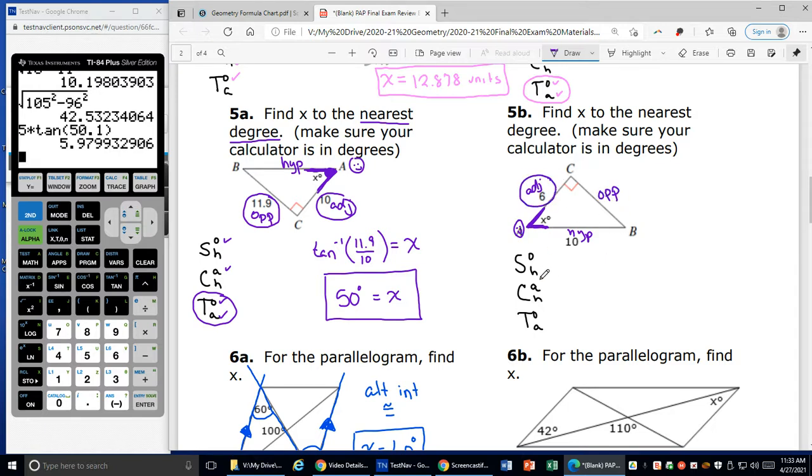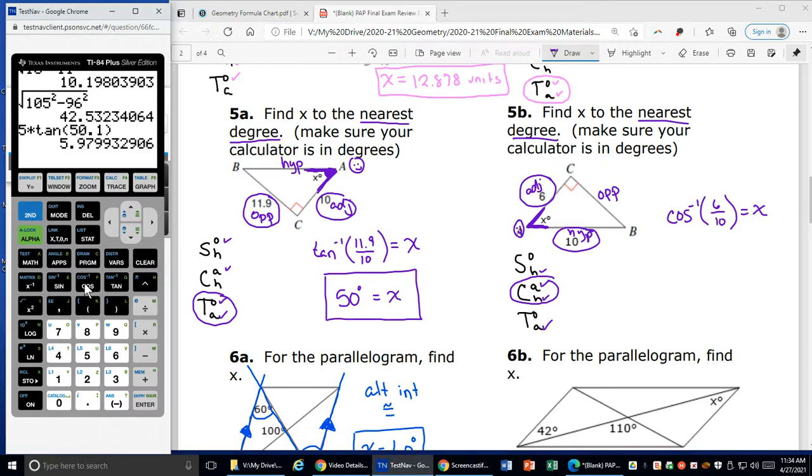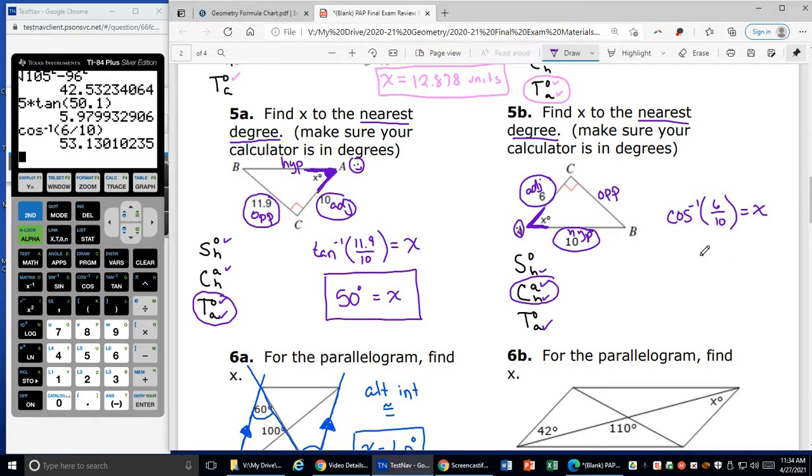I know my adjacent is 6. I know my hypotenuse is 10. So this time I'm using cosine, but remember we're trying to find the angle, so we're going to use inverse this time. So the inverse cosine of adjacent over hypotenuse, inverse cosine of 6 over 10, is going to give me my angle to the nearest degree, whole number. Inverse cosine, second cosine, of 6 divided by 10 to the nearest degree is going to be 53 degrees.